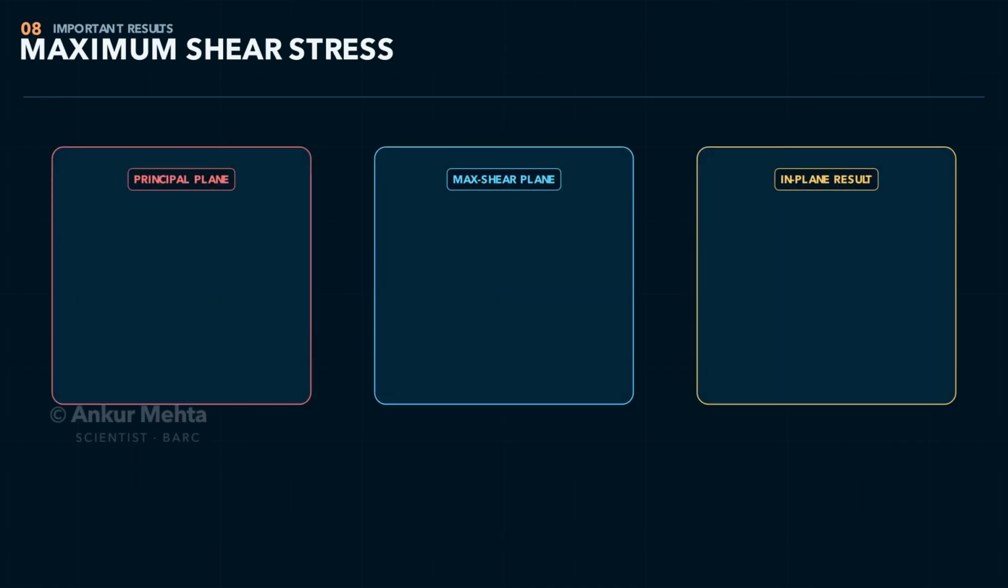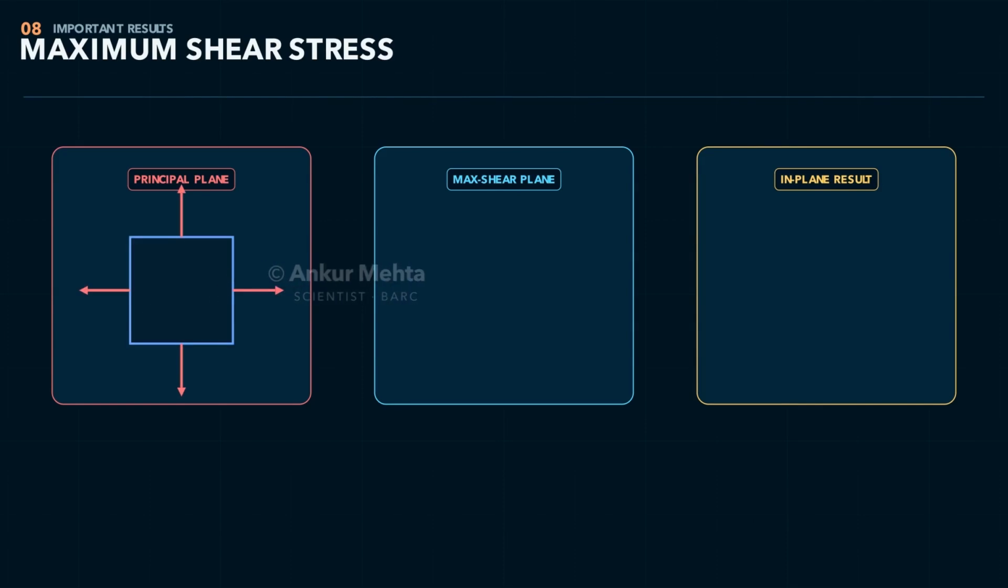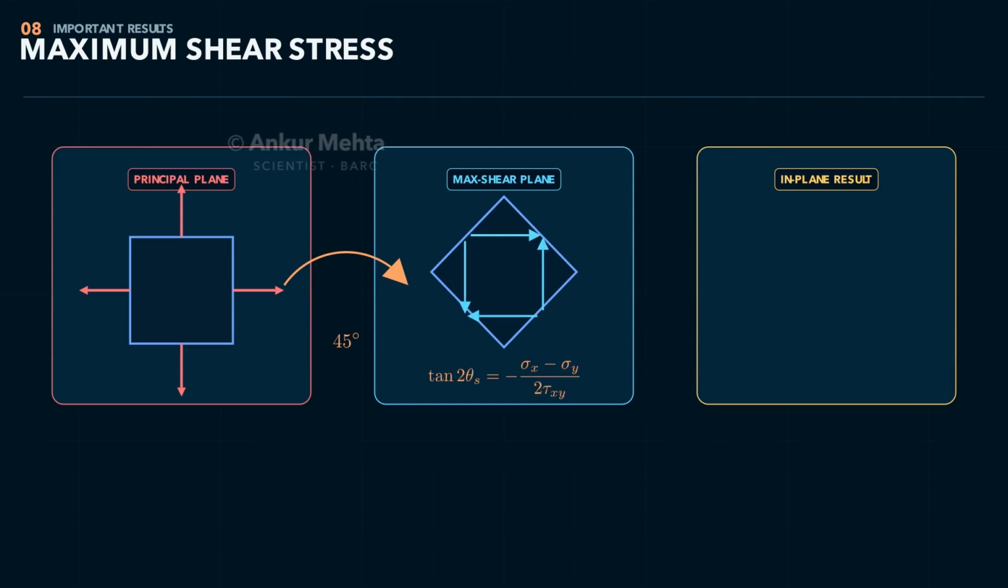For maximum shear, differentiate the transformed shear stress with respect to theta and set the result to 0. This gives tangent 2 theta s equal to minus sigma x minus sigma y divided by 2 tau xy. Comparing this with the principal angle equation shows that the maximum shear planes lie 45 physical degrees from the principal planes. The largest in-plane shear magnitude equals the square root of the half difference squared plus tau xy squared, which is also sigma 1 minus sigma 2 divided by 2. On these planes, the normal stress equals the average normal stress.